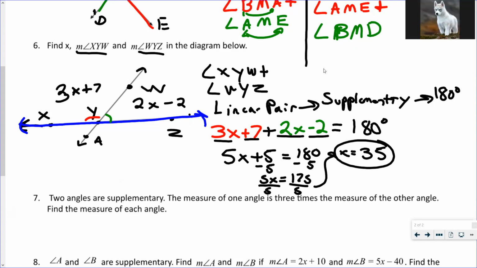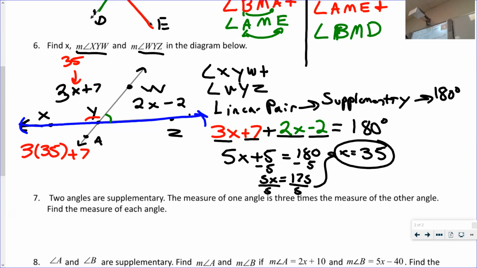You have to plug it in. Yeah, I agree. Plug it in. Ortel, is that what you're thinking about? Yeah. Okay, good. So we're going to plug it in. That's the next step. And I'll keep the color scheme. So over here, we're going to take this x and plug in a 35. So that's 3 times 35 plus 7. 3 times 35, 70, 105 plus 7.